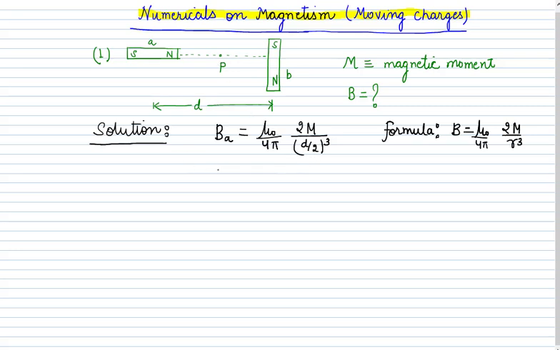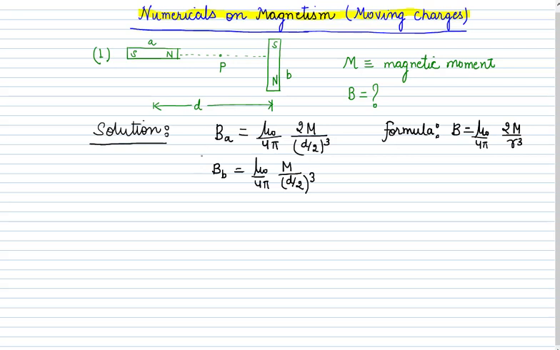Similarly, we can write down the magnetic field produced by the permanent magnetic dipole B. The magnetic field will be equal to mu naught upon 4 pi, M upon d by 2 whole cube. Again the distance is d by 2 from here to here. If you take the distance, it's just half of small d. So this we are writing as d by 2 whole cube.